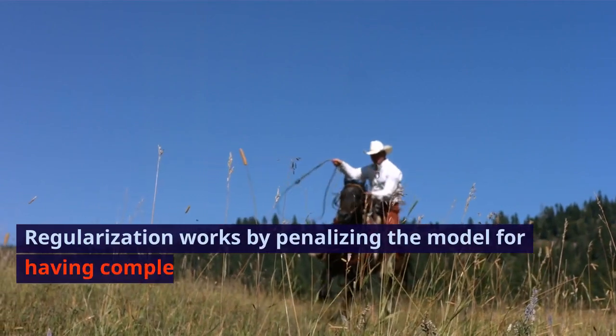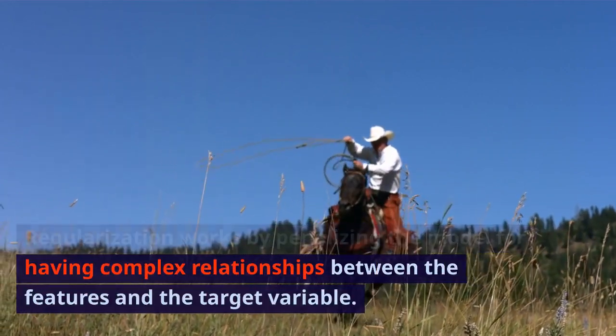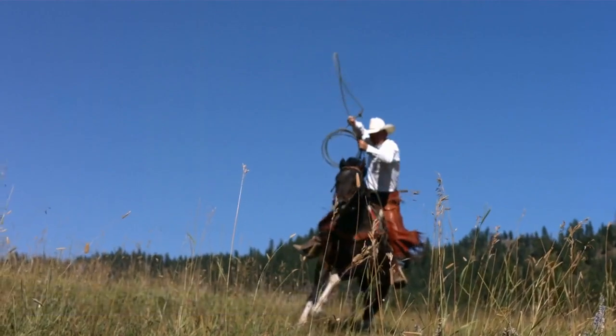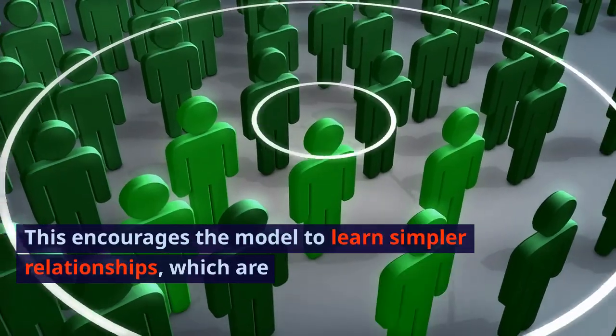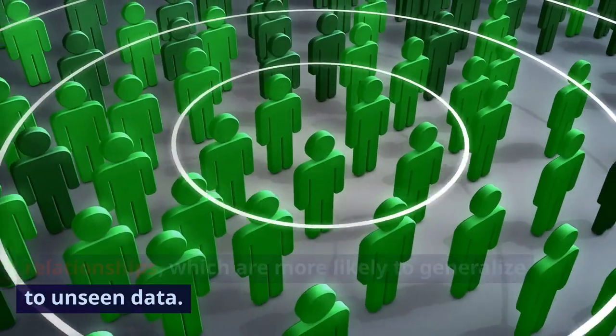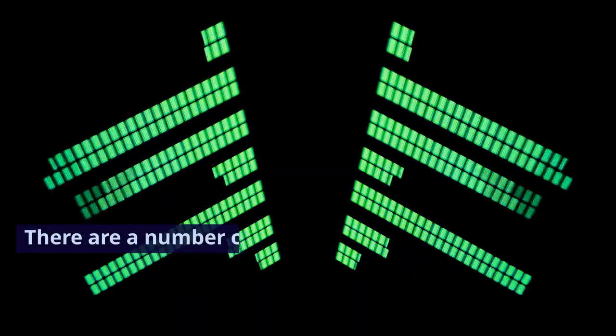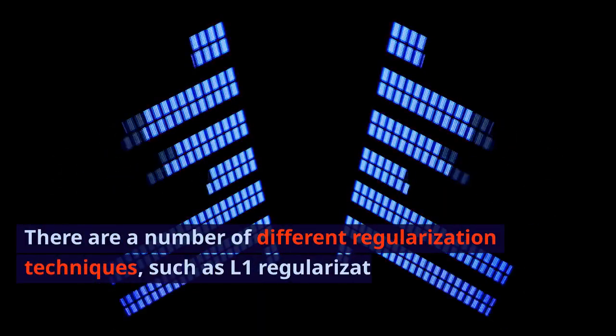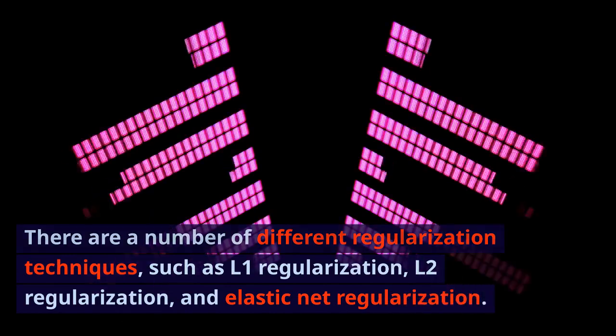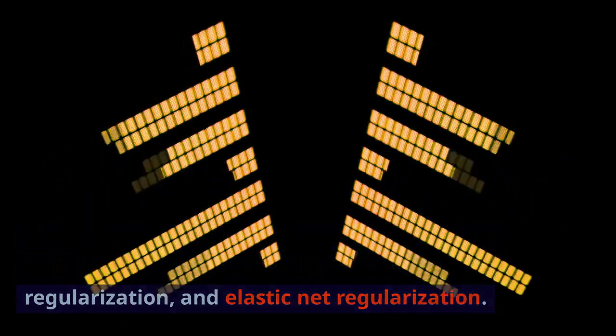Regularization is a technique that can be used to prevent overfitting. Regularization works by penalizing the model for having complex relationships between the features and the target variable. This encourages the model to learn simpler relationships, which are more likely to generalize to unseen data. There are a number of different regularization techniques, such as L1 regularization, L2 regularization, and elastic net regularization.